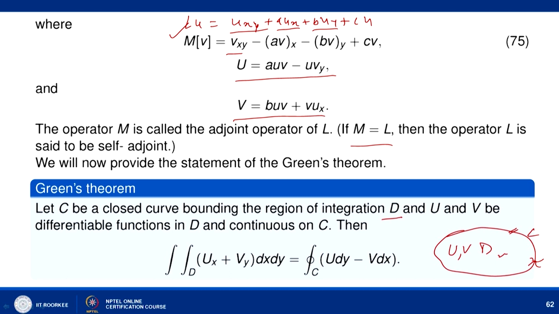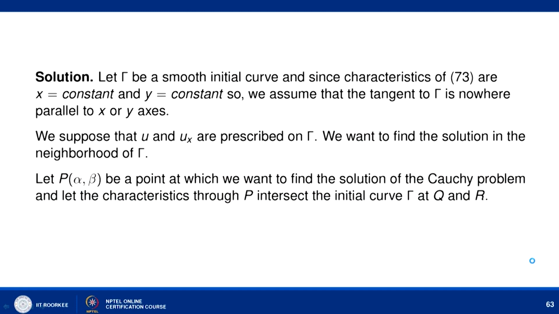So, now let us see how this Green's theorem is utilized to find the solution of the non-homogeneous wave equation. So, let us start with, let gamma be a smooth initial curve, and since characteristics are x equal to constant and y equal to constant, we assume that the tangent to gamma is nowhere parallel to the x or y axis. So, we consider this is your x, this is y, and suppose your gamma is given like this, and here it is your gamma. And here we are assuming the initial curve in a way such that if you take the tangent at any point of gamma, the tangent is nowhere parallel to your x axis and y axis.